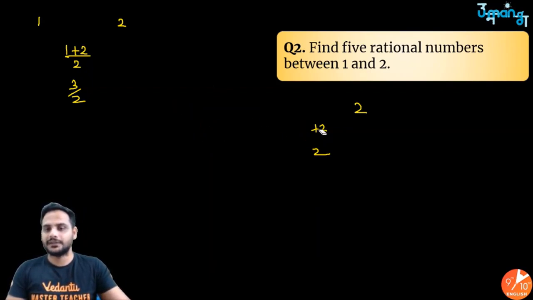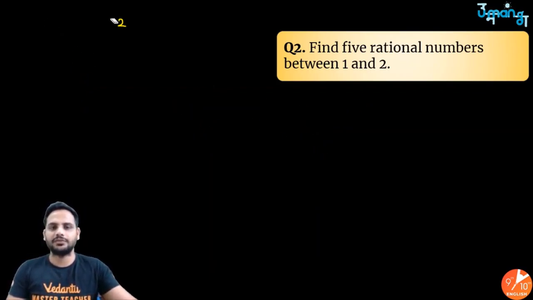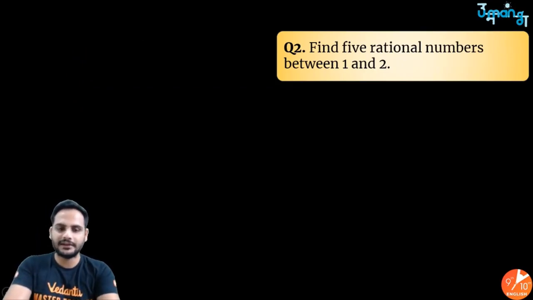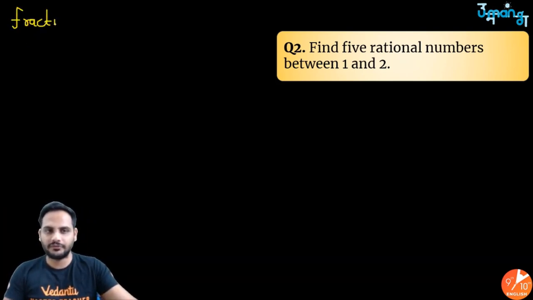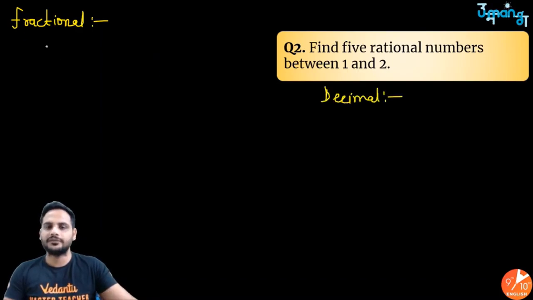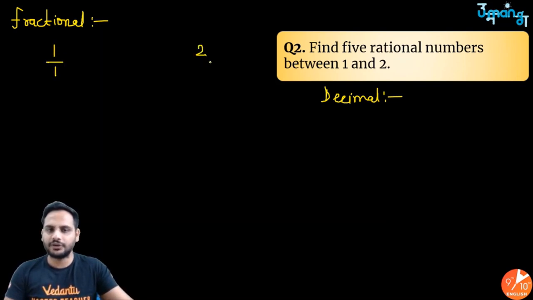So see, the easiest method to find out the numbers between any two rational numbers. First thing, write them in the form of p by q. I will talk to you about fractional form, and then I will teach you about the decimal form also. Both I will teach. In fractional form, here number is 1 and here number is 2. Let us convert them in their fraction form. So it is 1 by 1, 2 by 1.